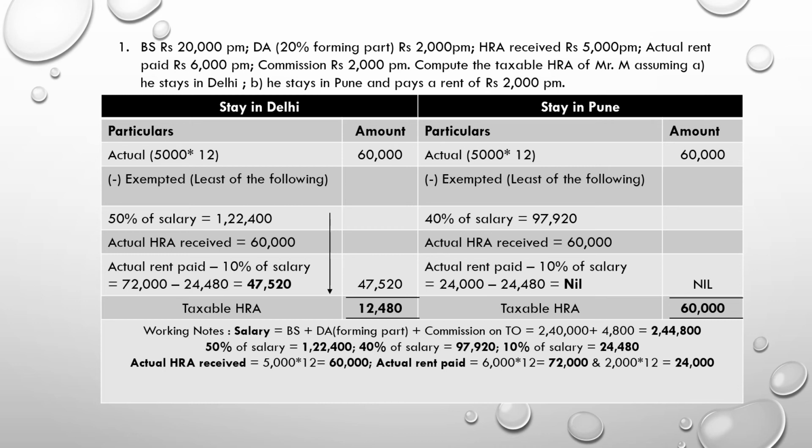Also, in the table, if he stays in Pune, we find that the exemption is nil. Hence, we can note that when the actual rent paid is less than 10% of salary, the HRA becomes fully taxable. And so the taxable HRA will be 60,000 rupees taxable.